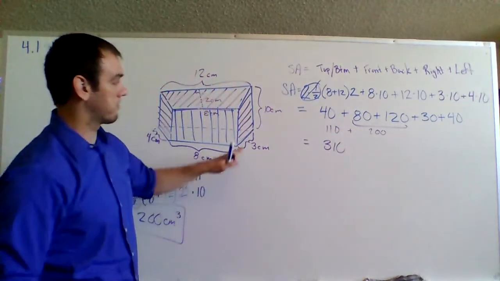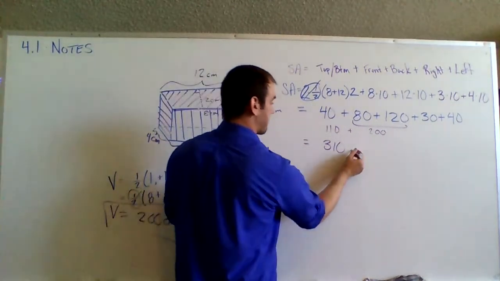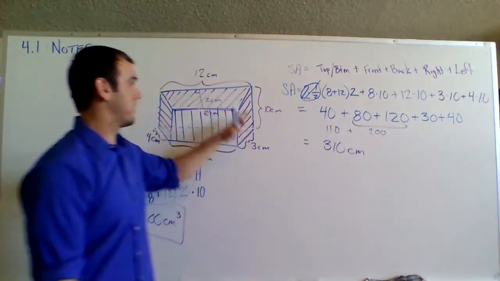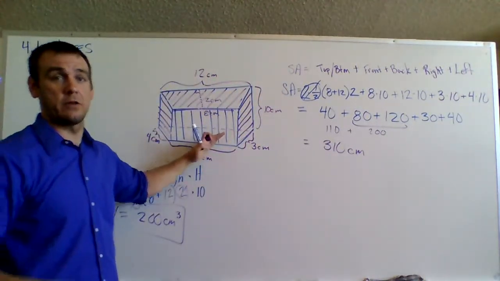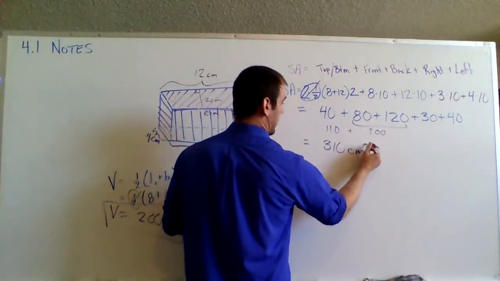All right, my units, remember, are going to be centimeters. And we're talking about area, surface area, so it's got to be squared. 310 centimeters squared.